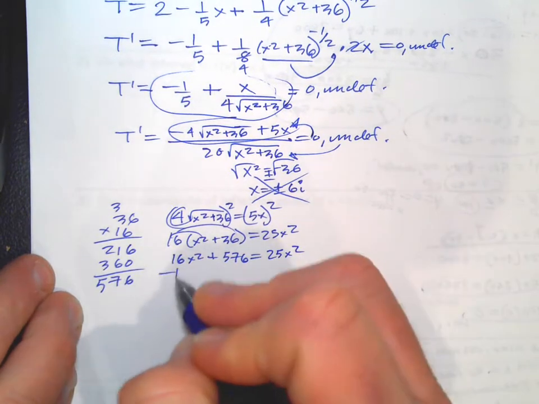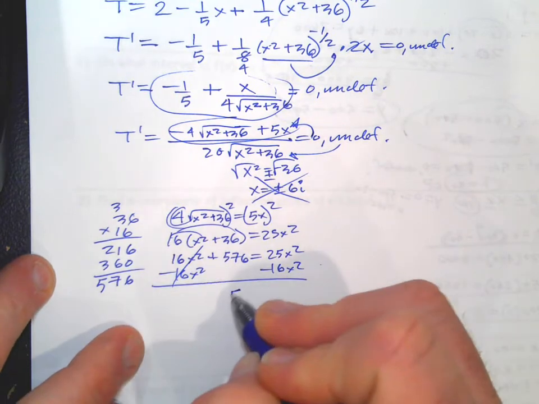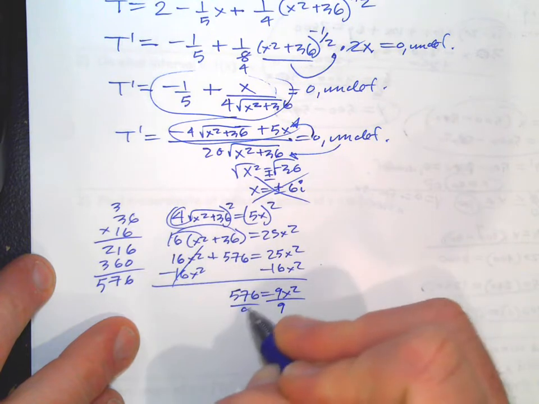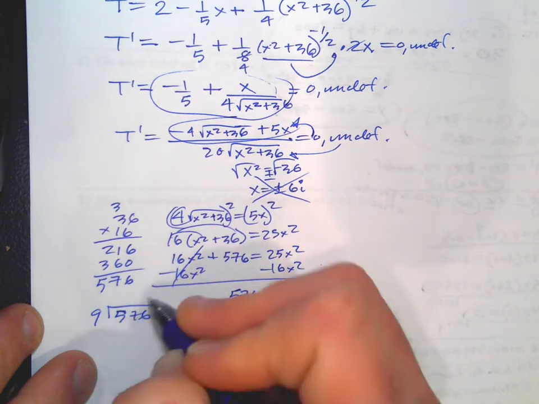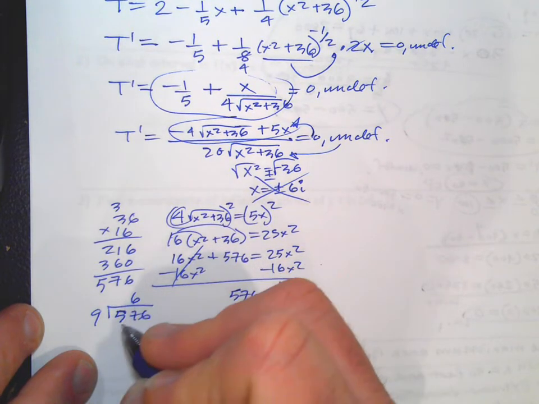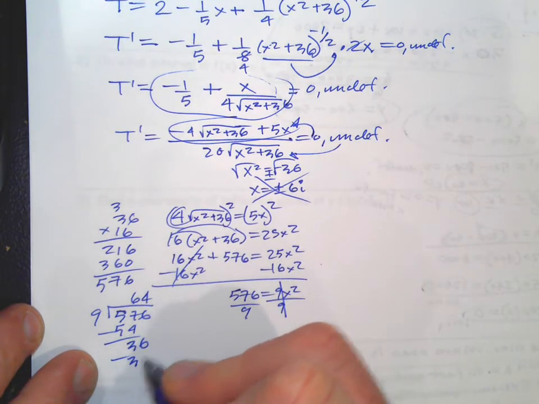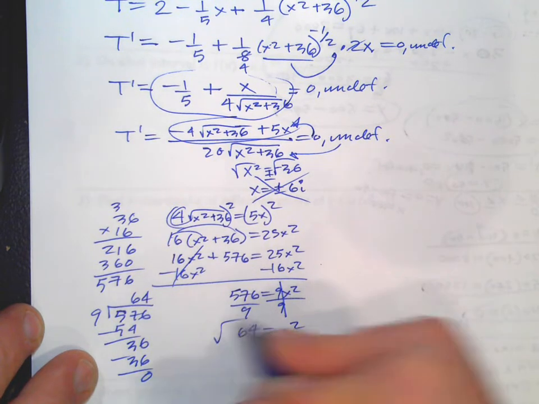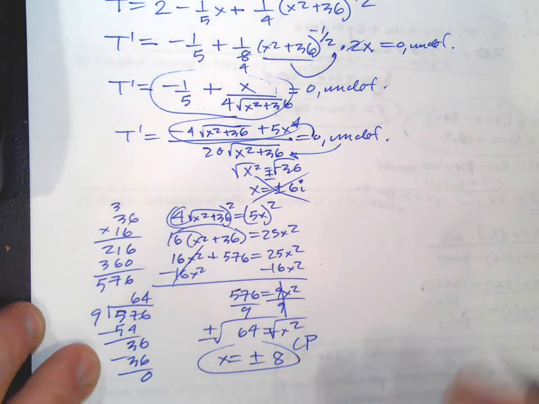And then we're going to try to solve for x. 576 divided by 9: 54 is 6 nines, and that's 4. So that's going to be 64 equals x squared. Square root of both sides, plus or minus, better be in your work. Plus or minus 8. So these are your critical points.